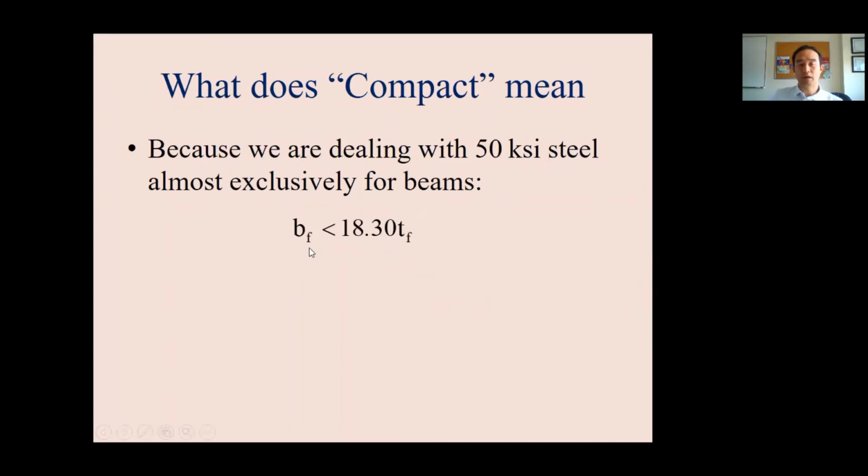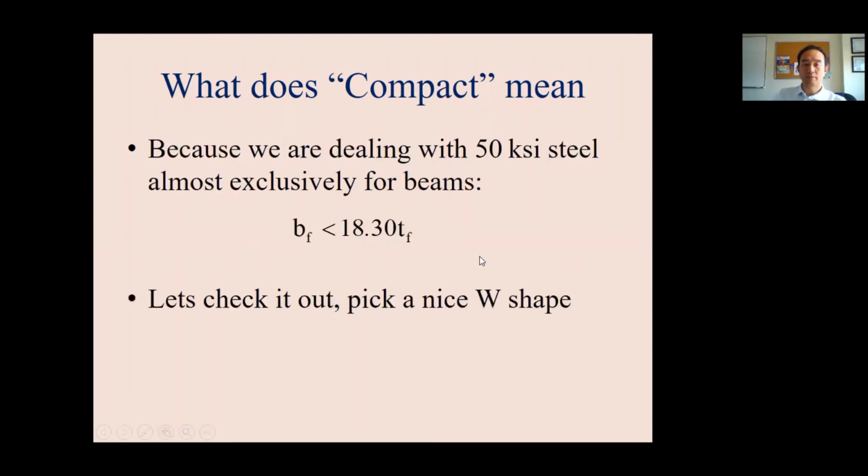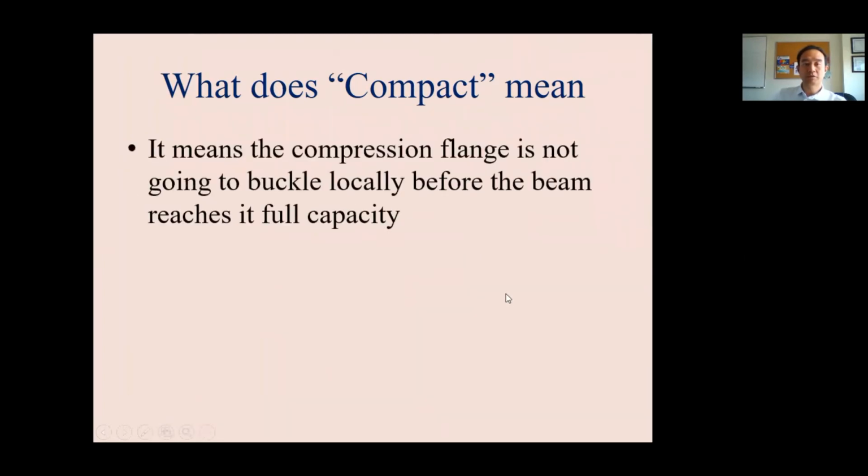So bottom line is, whenever you open up the steel manual and pick a section, pull up the value for BF, the width of your flange, and thickness of your flange, plug those two numbers into this relationship. When you satisfy this, then your section is classified as a compact beam. So what does that mean? That means the compression flange is not going to be buckled locally before the beam reaches its full capacity. Full capacity means the plastic moment capacity.